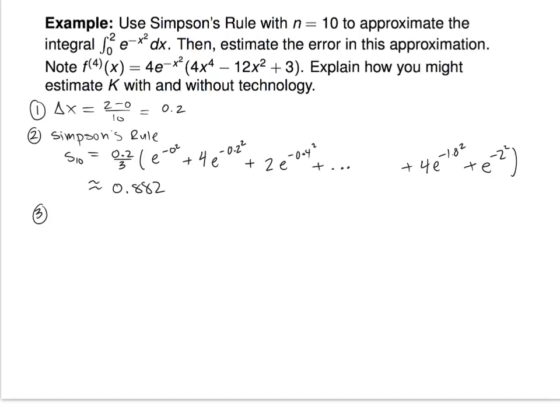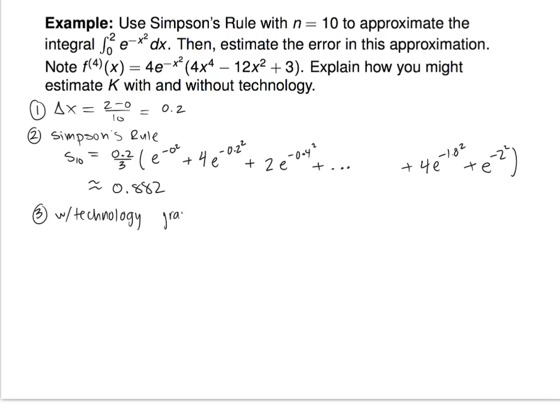Okay, so we want to estimate the error. Let's talk about how we're going to estimate it with technology and without technology. It was exactly the same. Okay, that probably has to do with how I rounded, because I bet if I had included more decimals, they would not be the exact same.